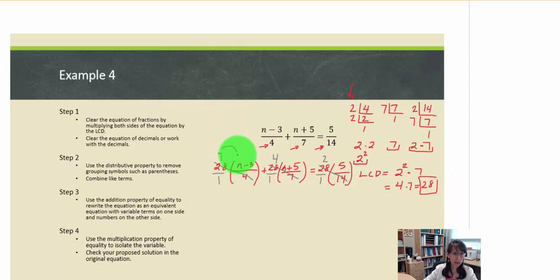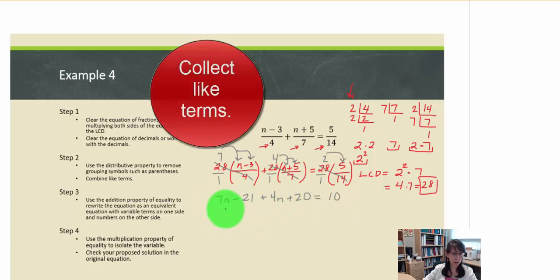So I'm actually distributing 7 now to each of the terms in this first parenthesis set. 7n minus 21 is what I get. Next, I've got positive 4 to distribute into the second parenthesis. So positive 4n and positive 20. Last, positive 2 is multiplied by 5 to give us 10. So now it's more clear to see that we do not have any fractions remaining. But we do have a lot of terms here, so we need to collect our like terms.